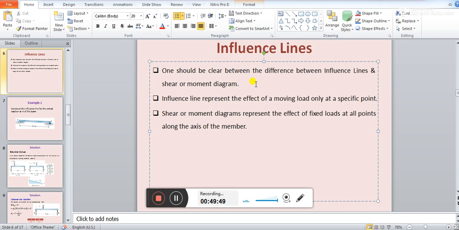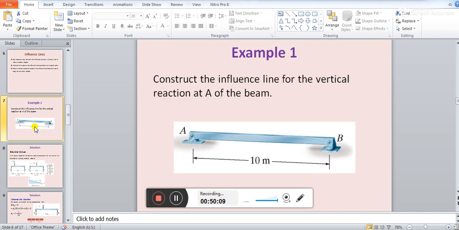So with this understanding, let us move to a small example. Today we will take a small example of finding the influence line diagram for reaction at a specified point for a simply supported beam. So let us see this example, example 1.